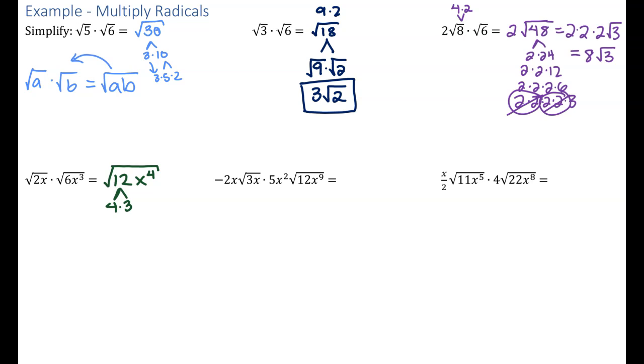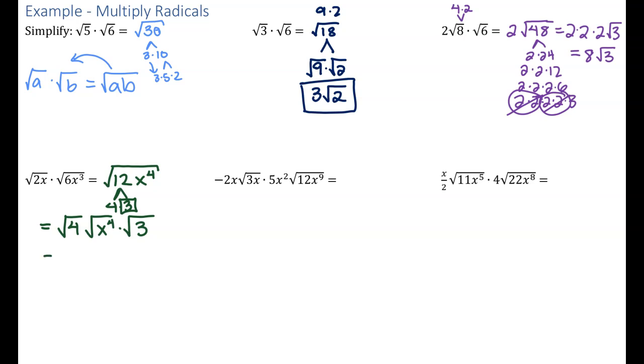So I could definitely split off a 4. The 3 is going to be a leftover. X to the 4th is a perfect square. So I'm going to separate off a square root of 4 and a square root of x to the 4th, and I will have a leftover square root of 3 that I know I won't be able to simplify.